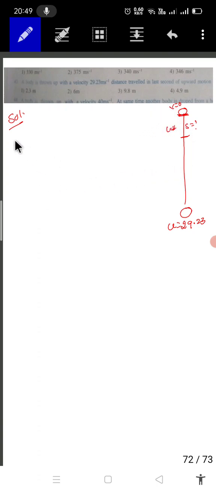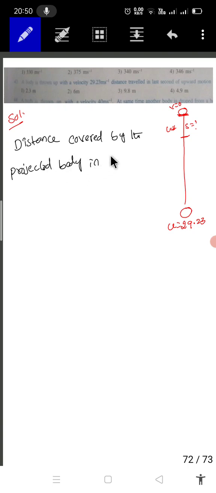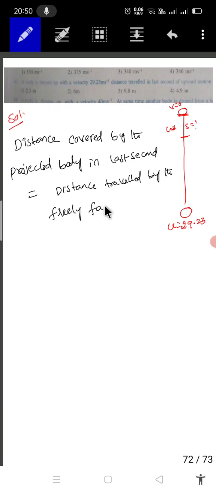So here, distance covered by the projected body in last second is equal to distance traveled by the freely falling body in first second.